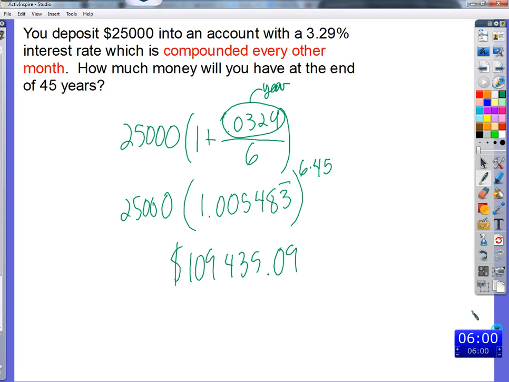Any other questions? So if you took it to the 6th power and then times the same number to the 45th power, it's still the same? 1.005483 repeating to the 6th power times 1.005483 to the 45th power would be the same as 1.005483 to the 6th times 45th power. What you're saying would be the same as 6 plus 45. What would be the same is if all that was raised to the 45th power. Right. That would be the same.